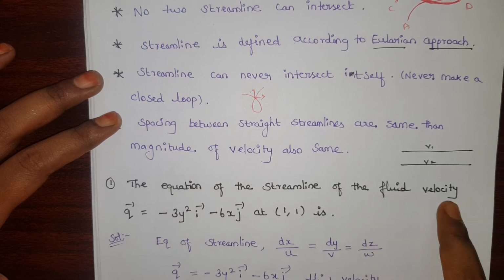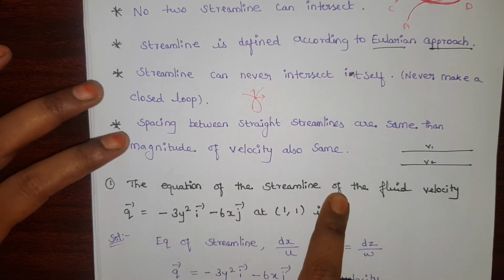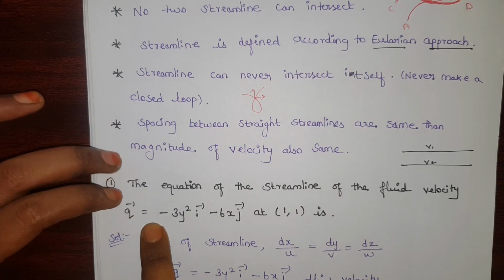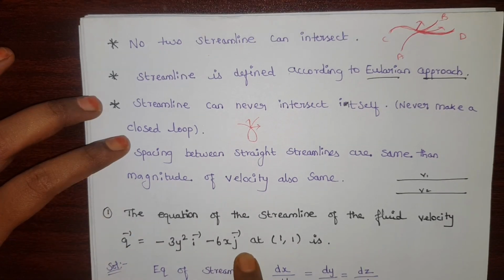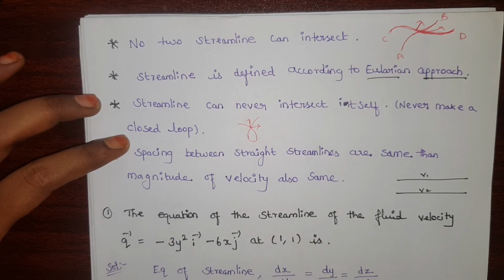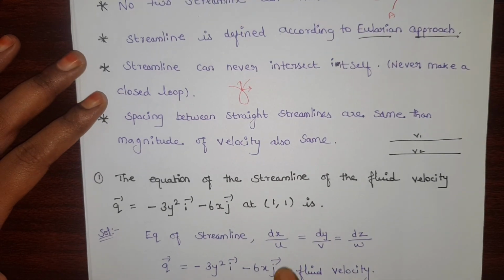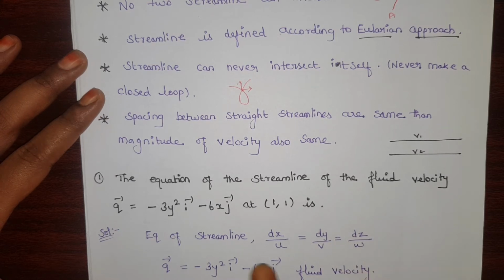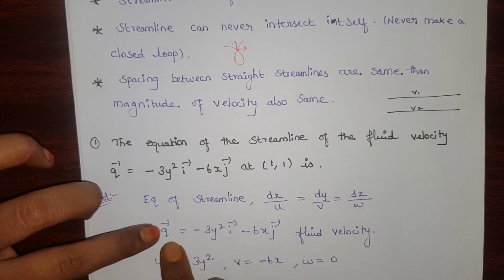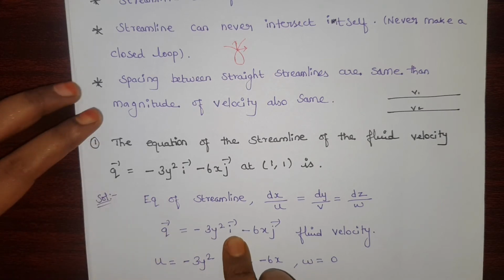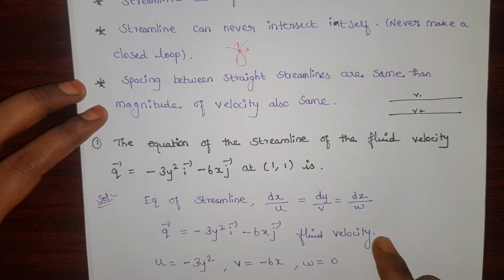We have to find the equation of the streamline of the fluid. They are giving the fluid velocity, that is q vector equal to minus 3y square i vector minus 6x j vector, at the point 1, 1. We know that the equation of the streamline is dx by u equal to dy by v equal to dz by w. This is called the equation of the streamline. This is the fluid velocity. We can solve the problem.